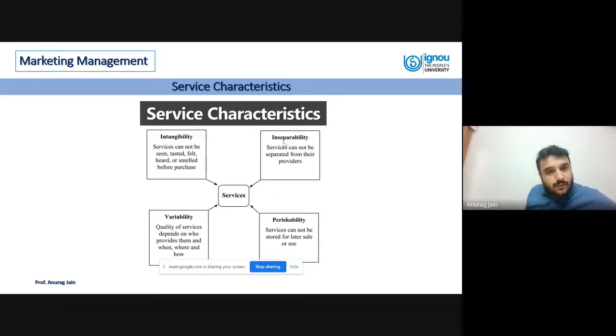If you are going to buy a water bottle or a mobile phone, definitely you can take a demonstration of it. But in the case of services, it is not possible, because only at the time when you receive that service will you be able to experience it, and only then will you realize what service you are getting, and what quality of service you are actually getting, right? And this is the very first characteristic of service which differentiates services from products.